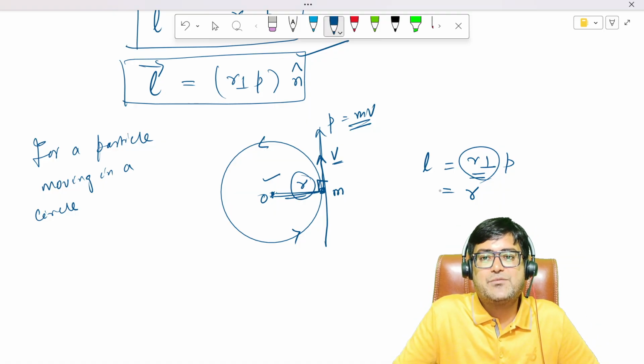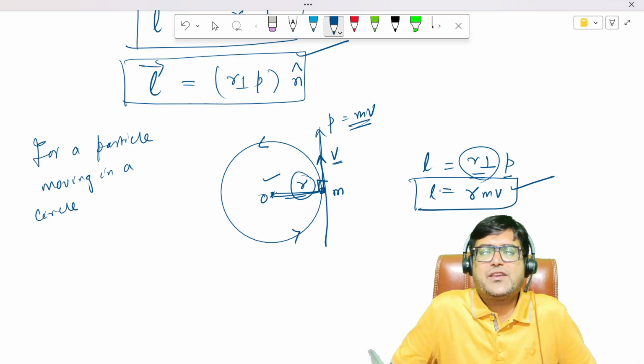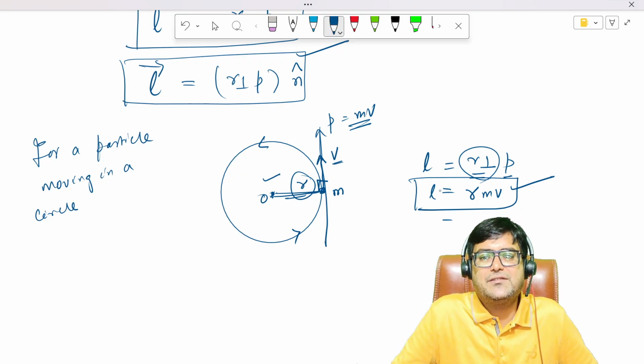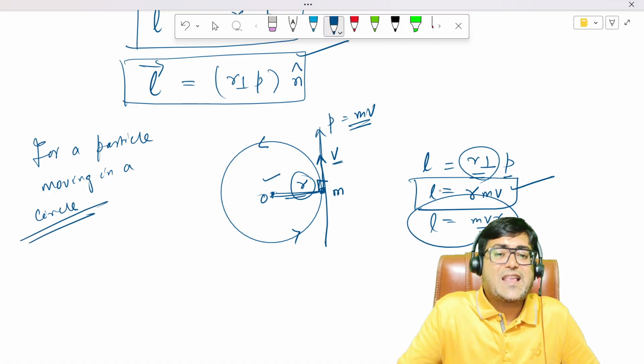So it's r times p, which is m into v, right? Clear? It's r m v, or you can simply say m v r. So L is equal to m v r for a particle moving in a circle, right?